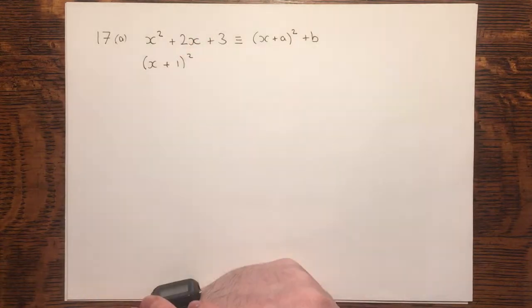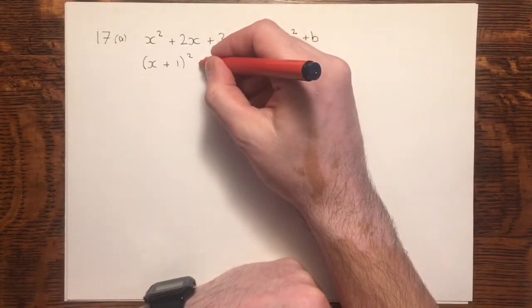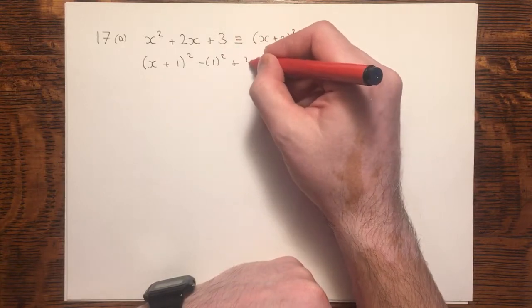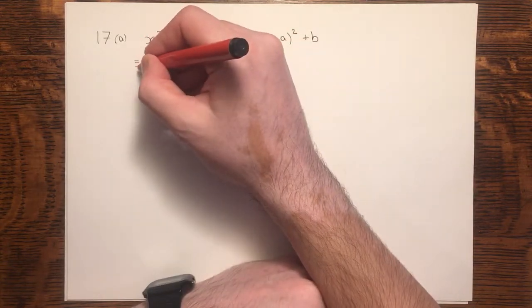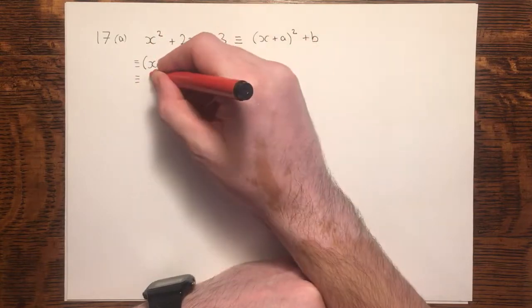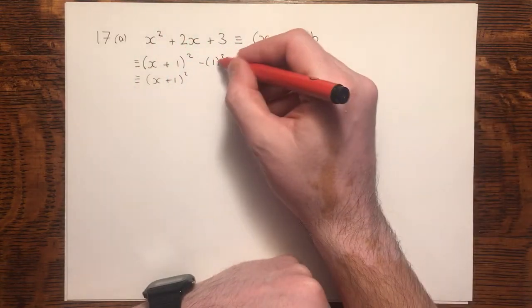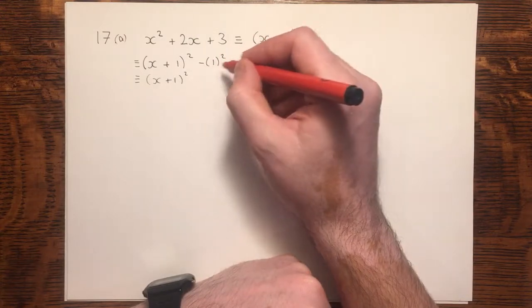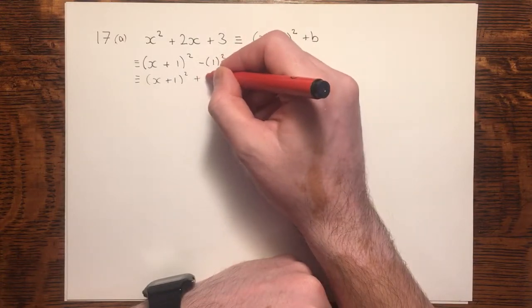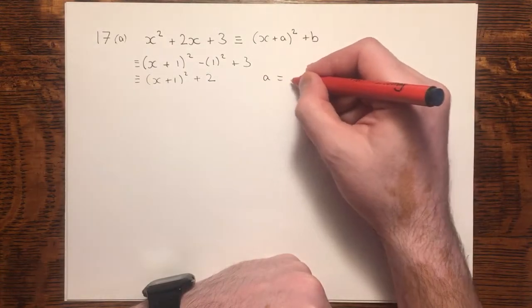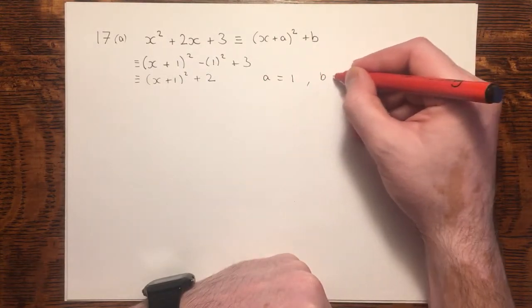Half the linear coefficient goes inside the bracket. Subtract the square of this. Don't forget any other constants. One squared is 1, subtract it, minus 1 plus 3 gives us a total of 2. We therefore know that a equals 1 and b equals 2.